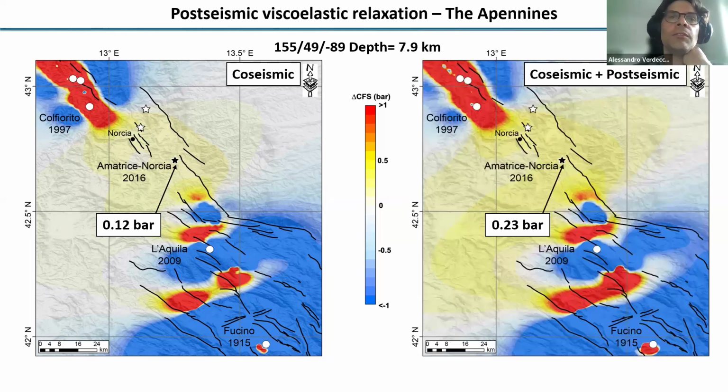Of course, the figure to the left shows you just the coseismic effect, and the figure to the right shows you the coseismic plus the post-seismic effect. As you notice in most of this figure, most of the calculation, we are talking about very small amounts of stress changes on the scale of 0.2, 0.3 bar, so below 1 bar. So let's say that those faults involved in these sequences were, again, very close to failure already.